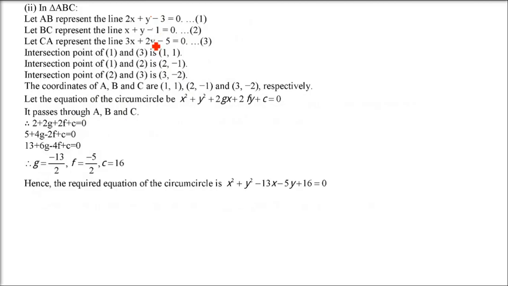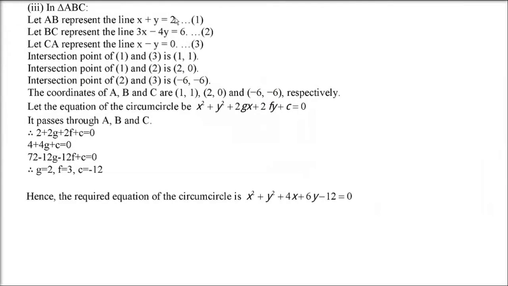Same thing here, exactly similar. 3 lines, pairwise points, and then the circle. Similarly here, take pairwise lines, find the intersection, and put it in the general equation. Finally 3 equations will come, and you have to solve these equations.